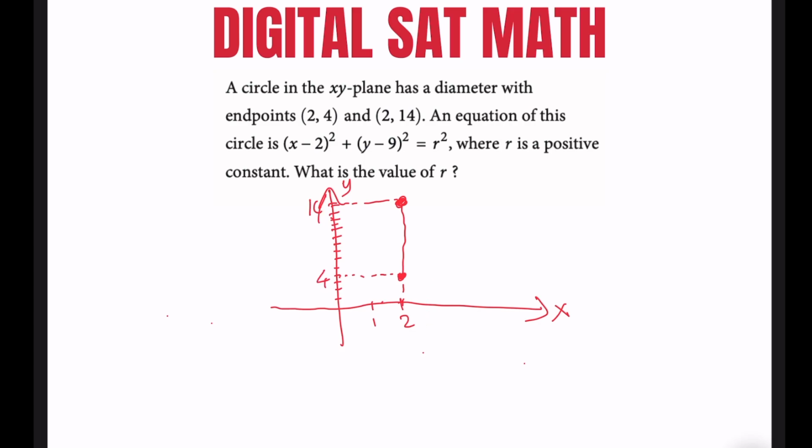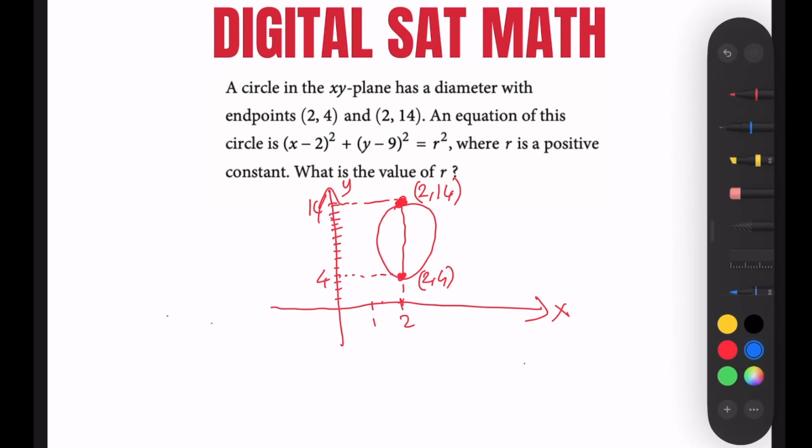And there is a circle inside of these, and these are the endpoints as given. So we have a circle like this here. Again, the coordinates of here are (2, 4), and here is (2, 14).